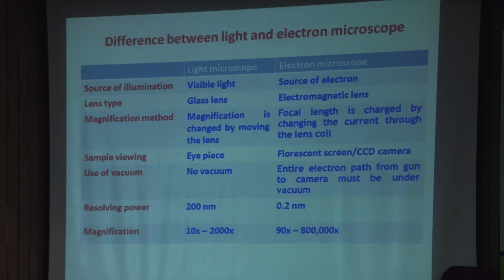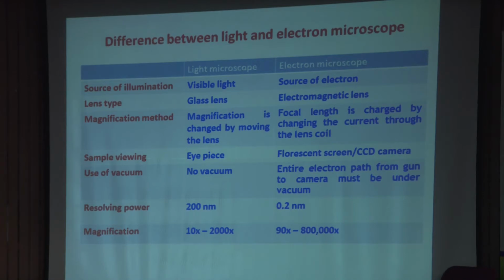Magnification in the light microscope we can increase by changing the lens, like 10x, 40x, 100x and so on. Whereas in the electron microscope, we have to change the current. According to the current, we can increase the magnification. And here we are using the eyepiece for viewing the specimen. In the electron microscope we use the fluorescent screen or the CCD camera for viewing our specimen.